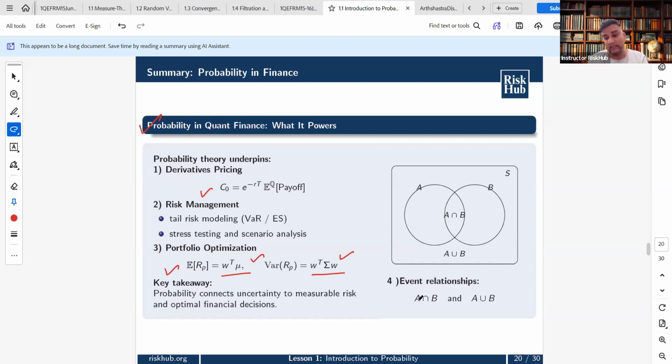Dependence modeling, A intersection B, A union B, later becomes correlation, covariance, copula, multivariate distributions. Probability connects uncertainty to measurable risk and optimal financial decisions, which we need to understand. Okay.